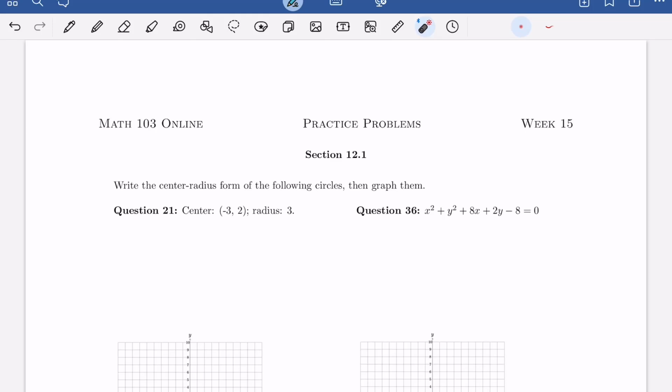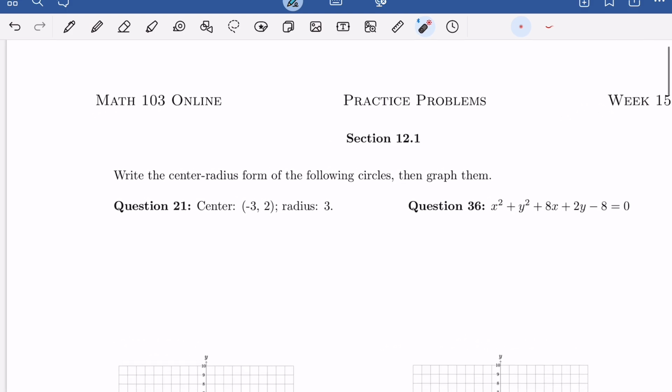In this video, we're going to go over some practice problems from sections 12.1, 12.3, and 12.4 from our textbook. So starting with section 12.1 here, for questions 21 and 36, we want to write the center radius form of these circles and then graph them.